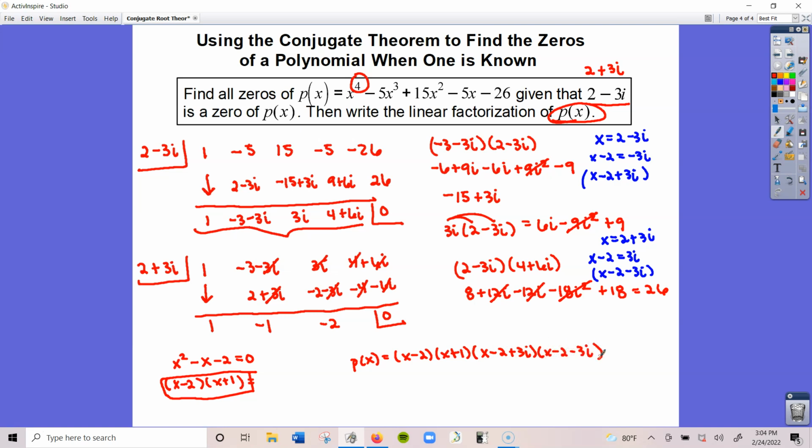And notice with our complex numbers, when you put them in factor form, they switch signs. So this is +2, +3i, so x minus 2 minus 3i. 2 minus 3i would be x minus 2 plus 3i, if you don't want to go through this whole process. So this would be my linear factorization. And that is the conjugate root theorem and linear factorization.